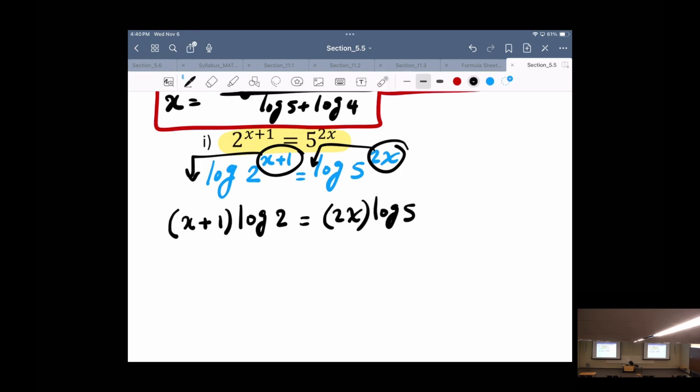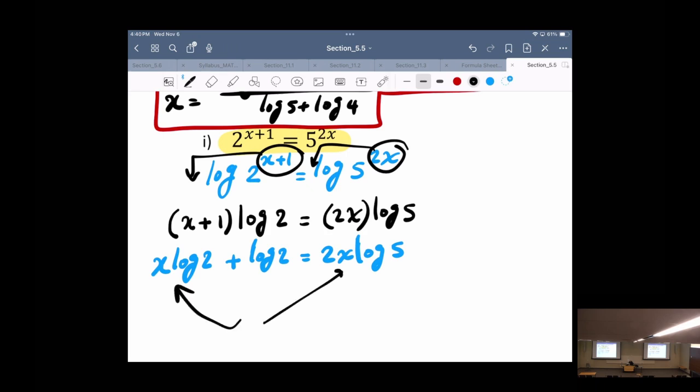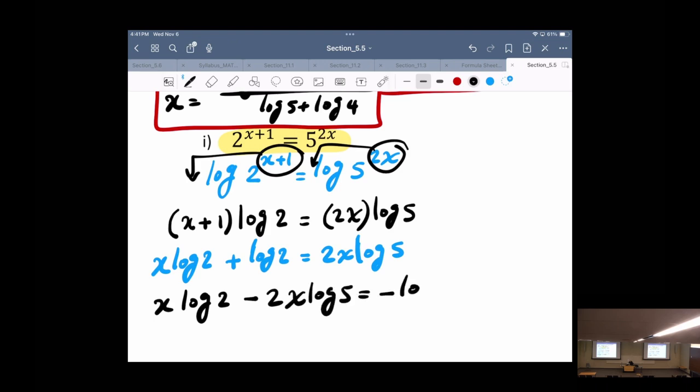So now on the left, distribute the log of 2 into the parentheses. So we have x times log of 2 plus log of 2 equals 2x log of 5, right? Okay, so notice that the x terms are scattered here and here. So we need to pull these to one side. So x log of 2 minus 2x log of 5 equals minus log of 2.